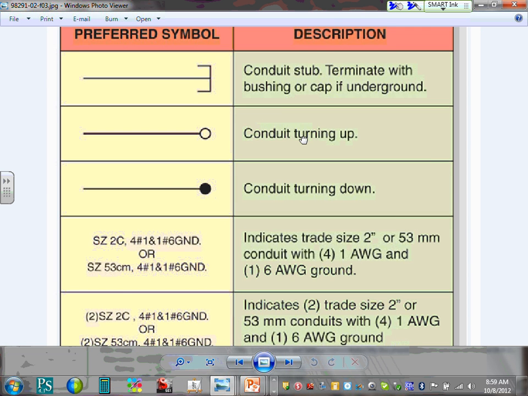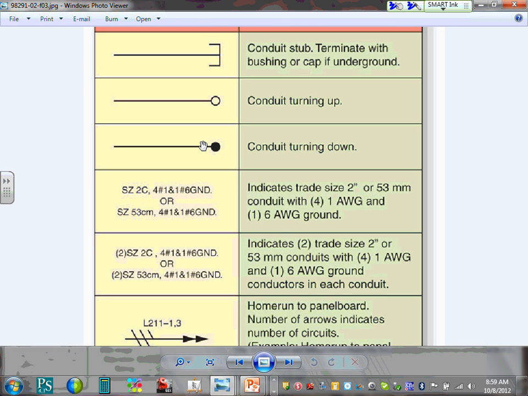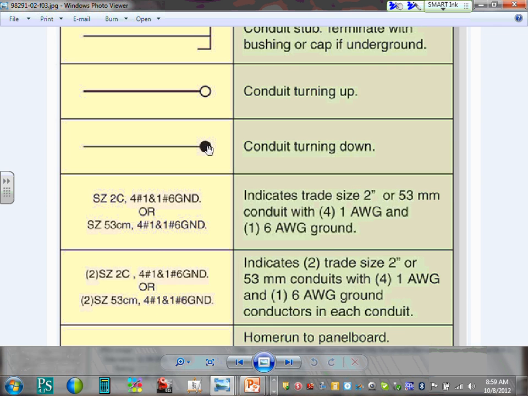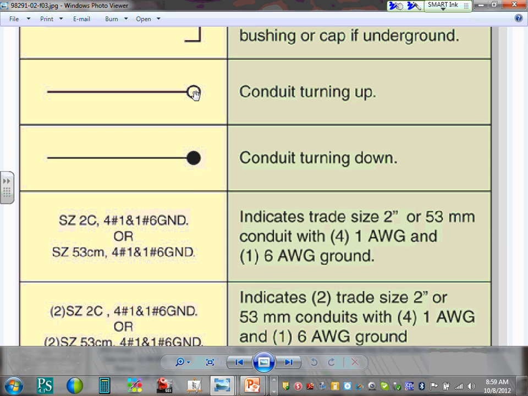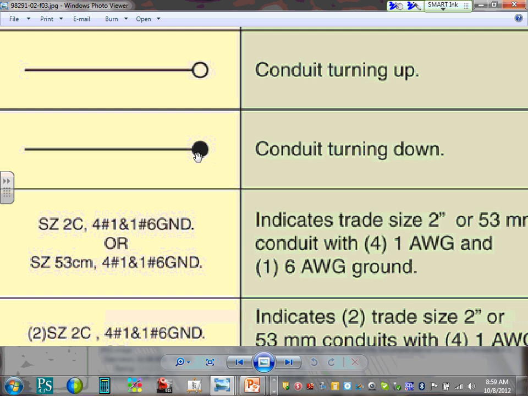This is conduit turning up. This is conduit turning down, the symbols that they use. These become very handy when you read the blueprints in this project, because if they ask you where's the conduit that's going up, you'll be looking at some symbol that looks like this. Going down, a symbol that looks like this, based on this project. Can I have thumbs up, Chad?